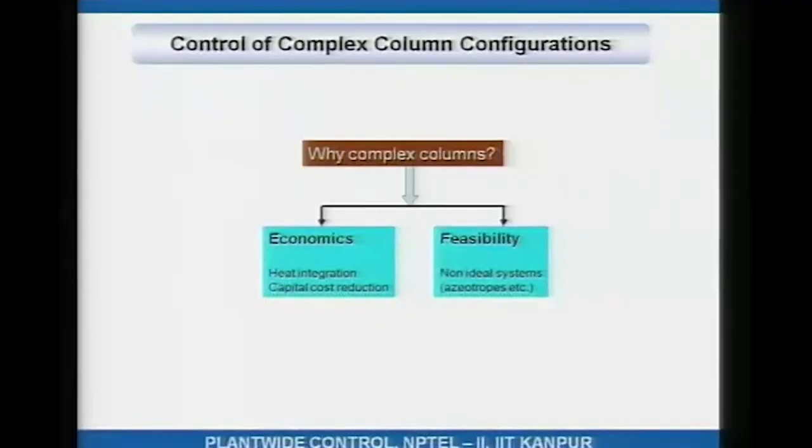Okay? And there are quite a few of these complex column configurations used in the industry, and why these configurations are used is essentially due to economic reasons and sometimes due to feasibility reasons. Economics in the sense that the complex configuration actually uses less energy or less capital cost. Sometimes feasibility becomes an issue because of non-ideality in the vapor liquid equilibrium, and then we get complex columns. Okay. So, now we are going to look at some common complex column configurations and their control.